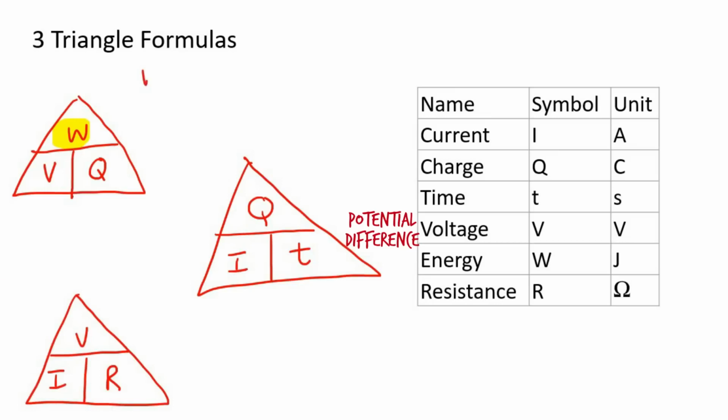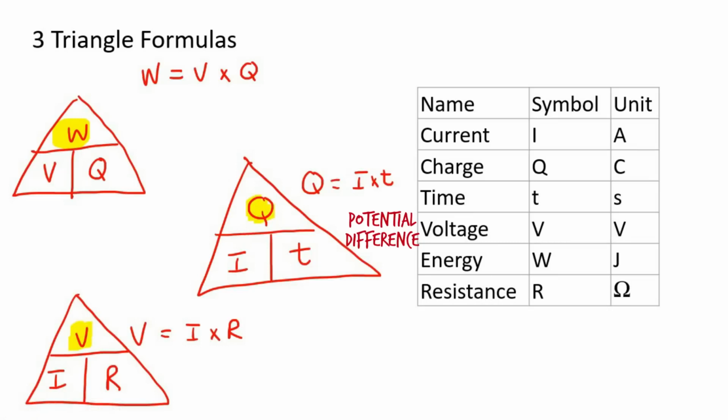So when you're looking for the one that's at the top, then you just multiply the ones that are at the bottom together. So if we use this one over here, you could say I multiplied by t, and then try this one out for yourself. You take the top one and you just multiply the two bottom ones together. So whenever you're looking for the top one, you're just going to multiply the two bottom parts together. That's how those formulas work.